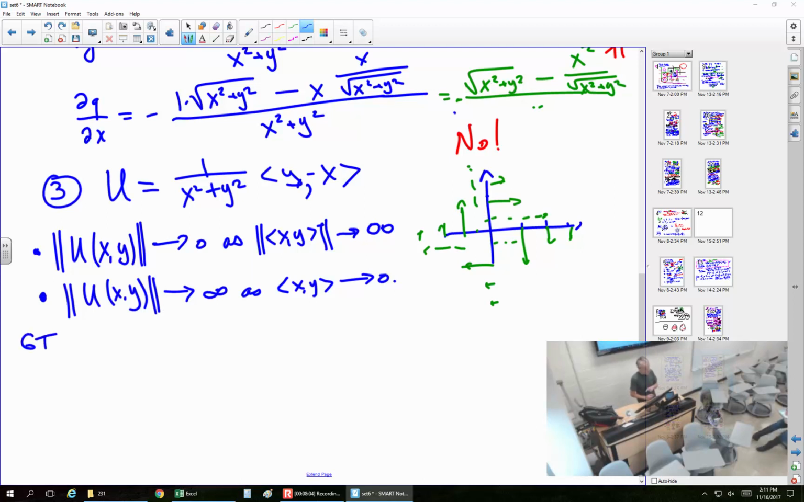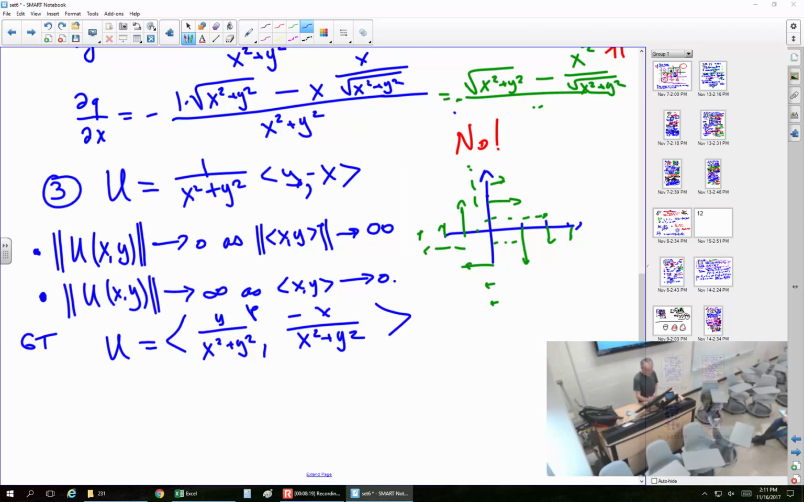Now let's apply the gradient test. So I'll be doing partial derivatives of the two components. The first one is y over x squared plus y squared. The second one is negative x over x squared plus y squared. That is my vector field. This is P, this is Q. And we differentiate P with respect to y and Q with respect to x, cross multiplication.